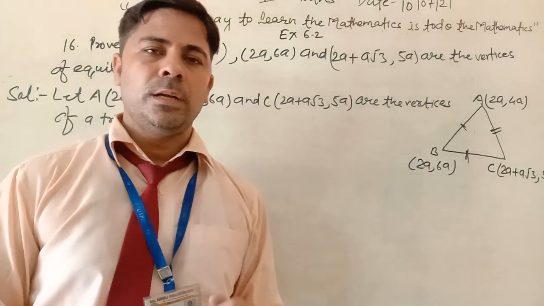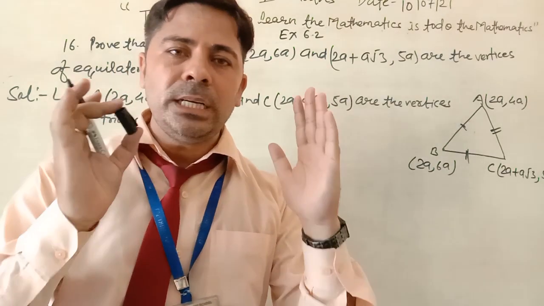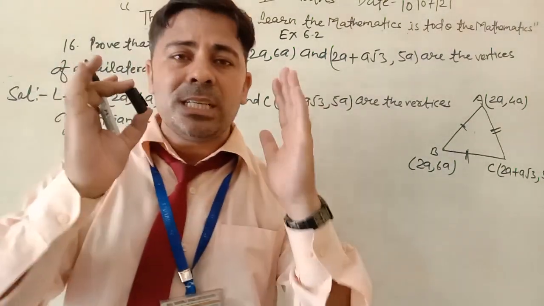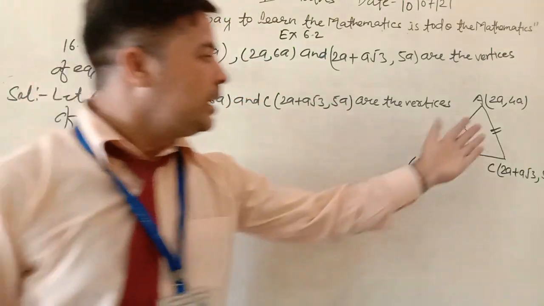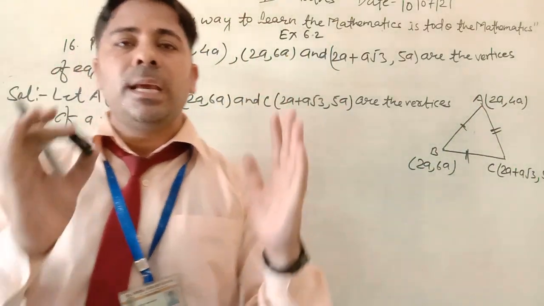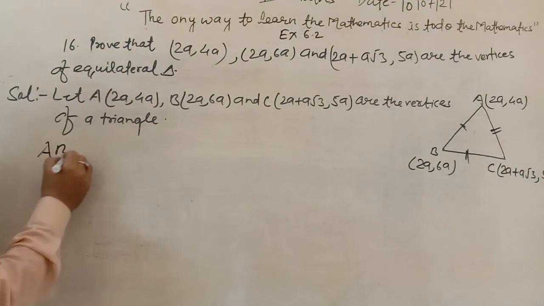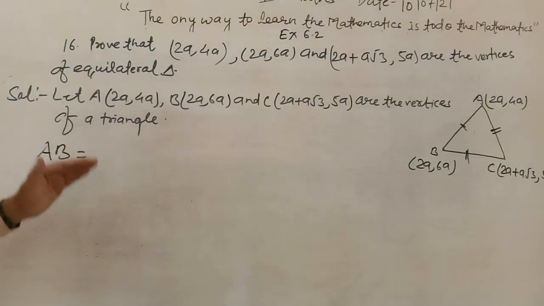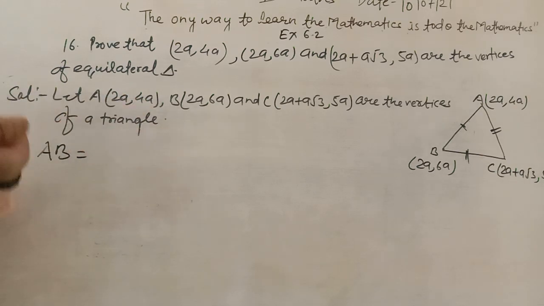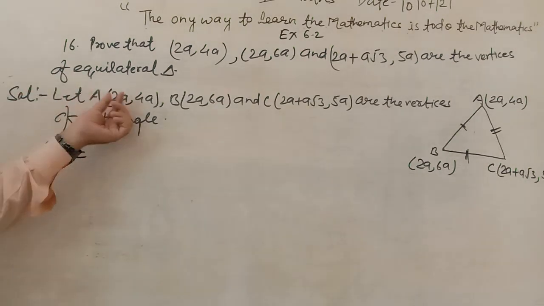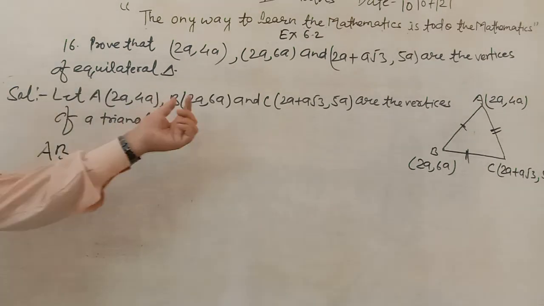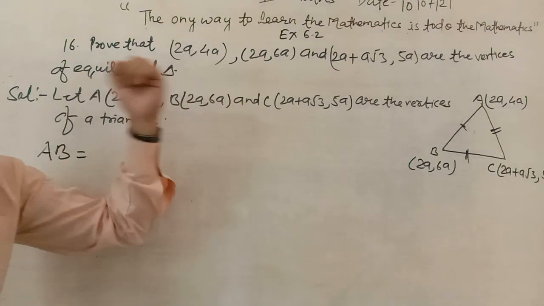Using the distance formula. AB means the distance between A and B. BC means the distance between B and C. And AC means the distance between A and C. So firstly, we need to find the value of AB, the distance between A and B. Using the distance formula, here A is (2a, 4a) and B is (2a, 6a). Then x1 is equal to 2a and y1 is equal to 4a, x2 is equal to 2a and y2 is equal to 6a.